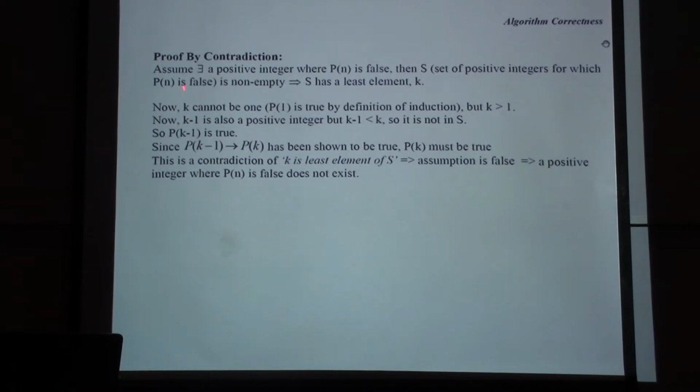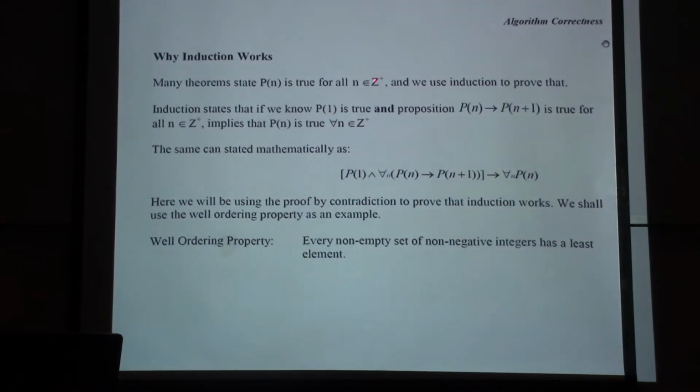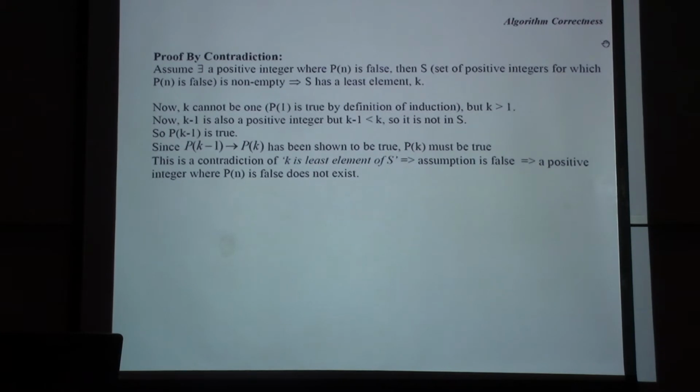Now, k, this least element, cannot be 1. And the reason it cannot be 1 is because P of 1 was shown by direct substitution. It's a basis. So therefore, k must be more than 1. In our example, we're using positive integers, so that's why we're using P of 1 as the basis. So it cannot be 1, because we tried it. Now, there is such a k, but k cannot be 1. Now, k minus 1 is also a positive integer.